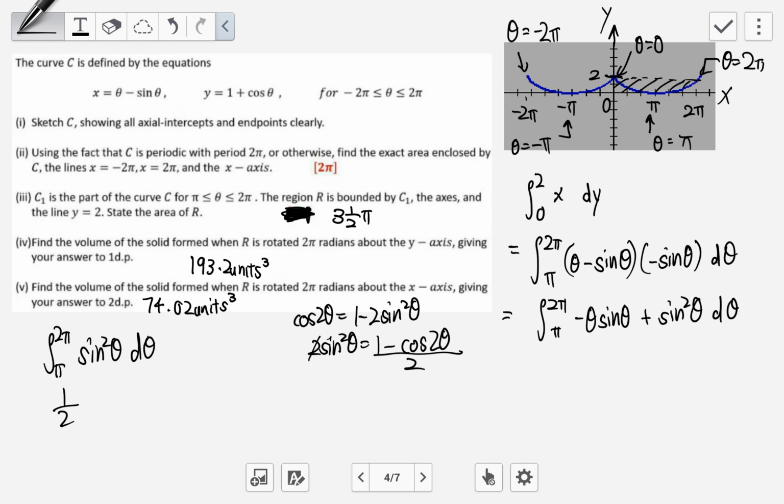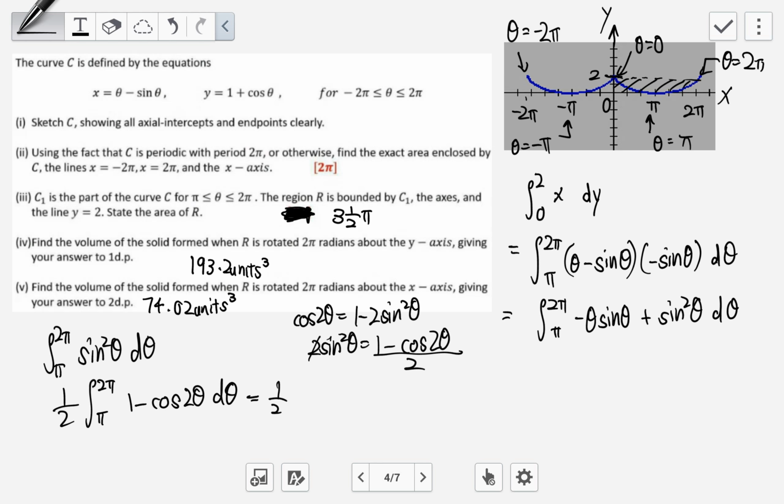The half I will bring outside of the integral to make it less complicated. So 1 minus cosine 2 theta d theta is over here. Okay, I didn't make any mistake, right? Just check. Okay, so then after this, when I integrate, I get half.